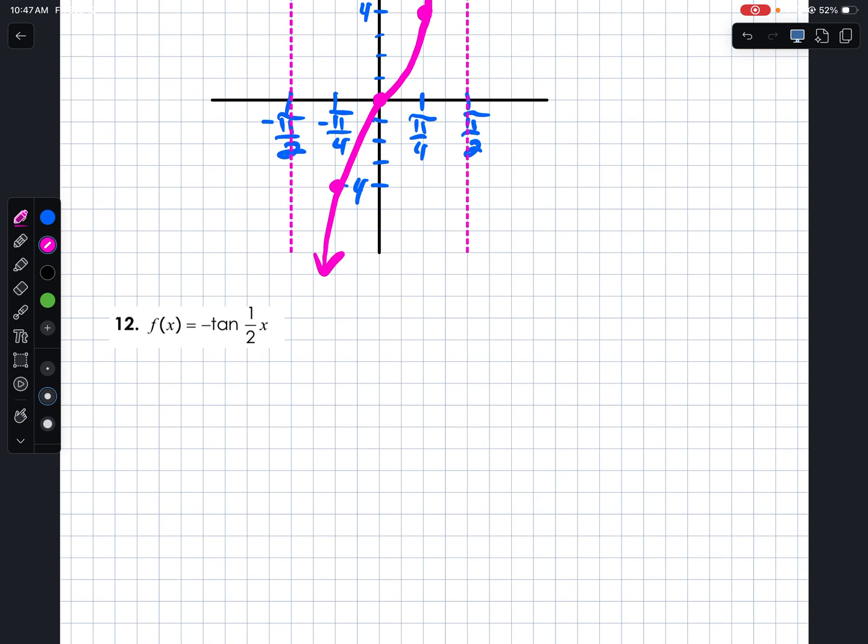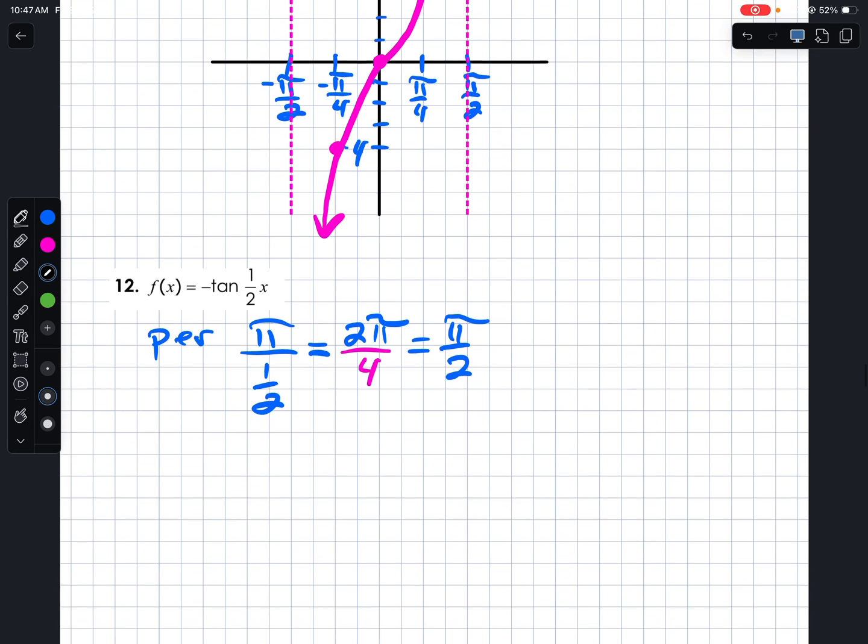We do 12 for the period. We have pi over 1/2, which is copy dot flip, 2 pi. Then to get our intervals, we divide by 4 and reduce that fraction. So we're going to have intervals at every pi over 2. Okay, then I can make my graph.